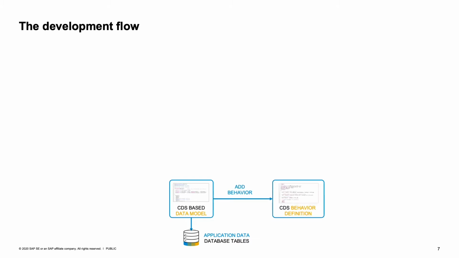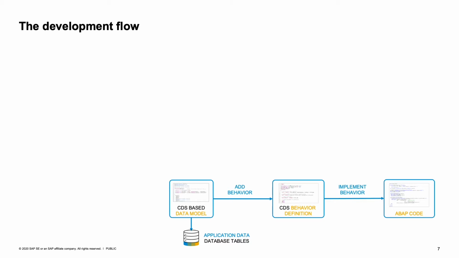But how does the development flow look? First of all, we start with the database table. On top, we create the CDS artifact. You remember the business object contains three parts. First of all, the data model. Secondly, the behavior definition. And last but not least, the real implementation. So this is what we're going to do here. The CDS data model is extended via behavior, and then the behavior is implemented in ABAP code.